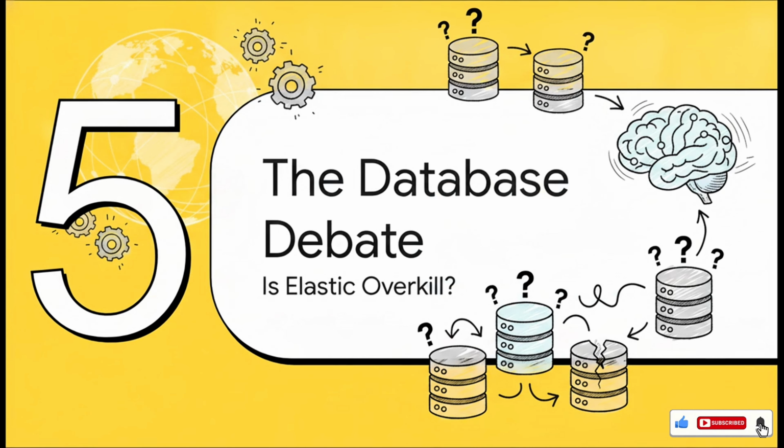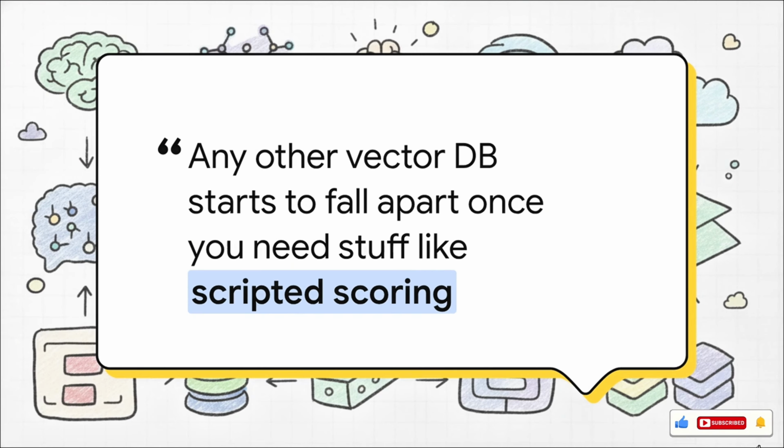Which leads us to our final section, Section 5. The database debate. Is Elasticsearch overkill? So over on Hacker News, this really interesting debate popped up. One user asked a totally fair question, seeing as Atlas is built on top of Elasticsearch. They asked, is using Elasticsearch as the storage overkill? What about other vector-capable databases like SQLite?